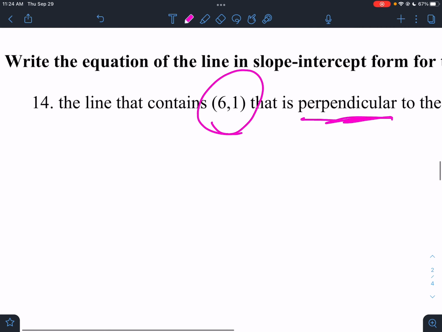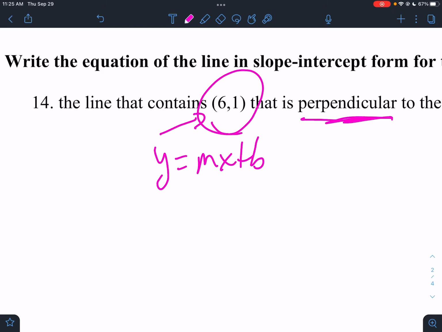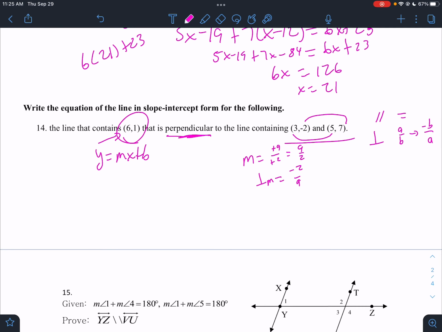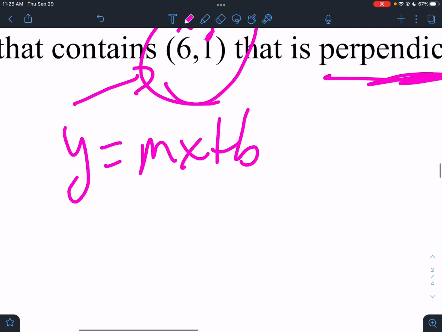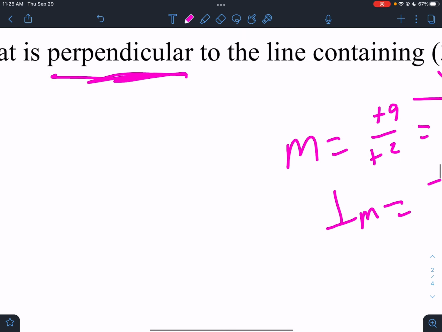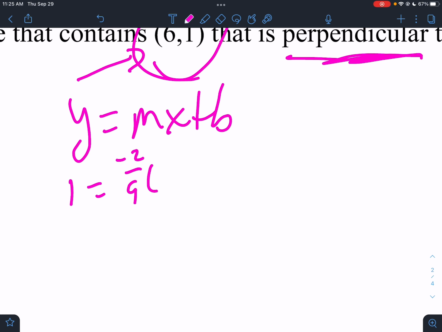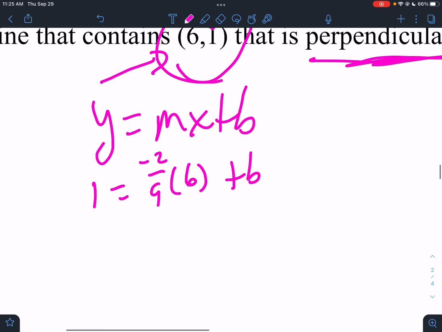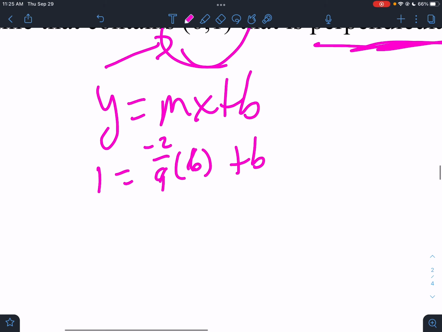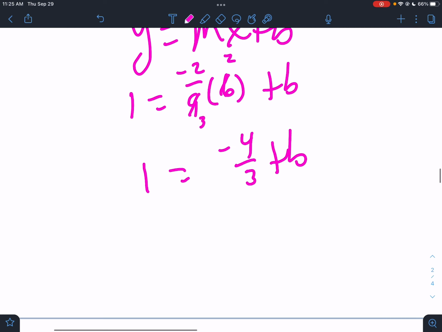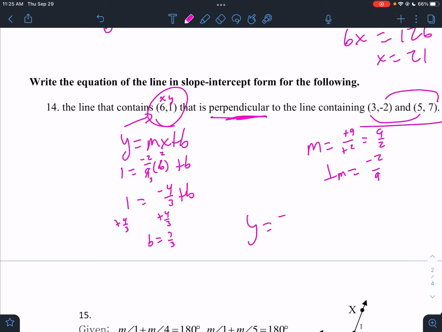And I got to go through this point. So I told you guys, y equals mx plus b. This is the point we have to use. That's the point we got to go through. So that's my x and my y. So I'm going to plug in 1 for y. Negative 2 ninths has to be my slope. X needs to be 6 plus b. Clean this up. 6 and 9, that's 2/3. So 1 equals negative 4/3 plus b. Add 4/3 over. That would be 7/3. So y equals negative 2 ninths x plus 7/3.